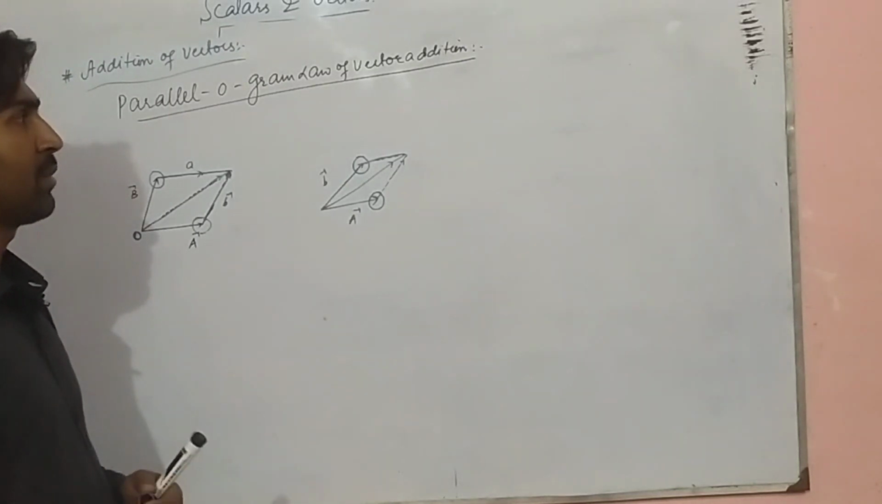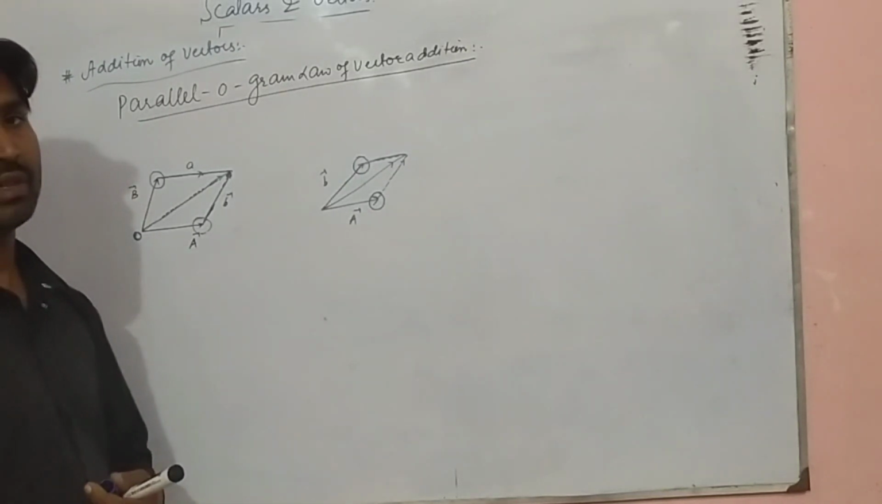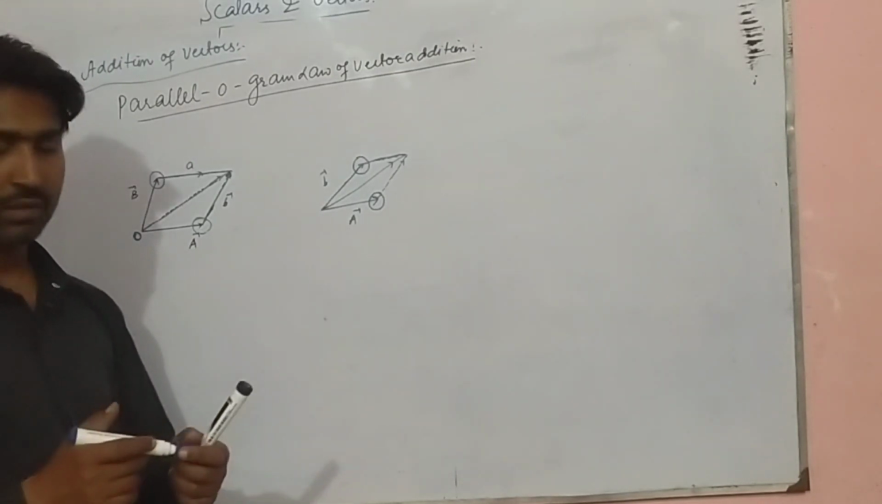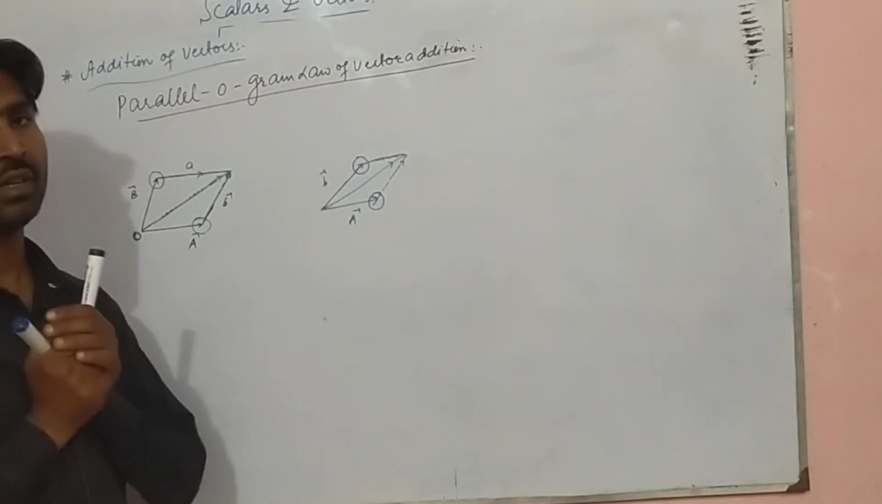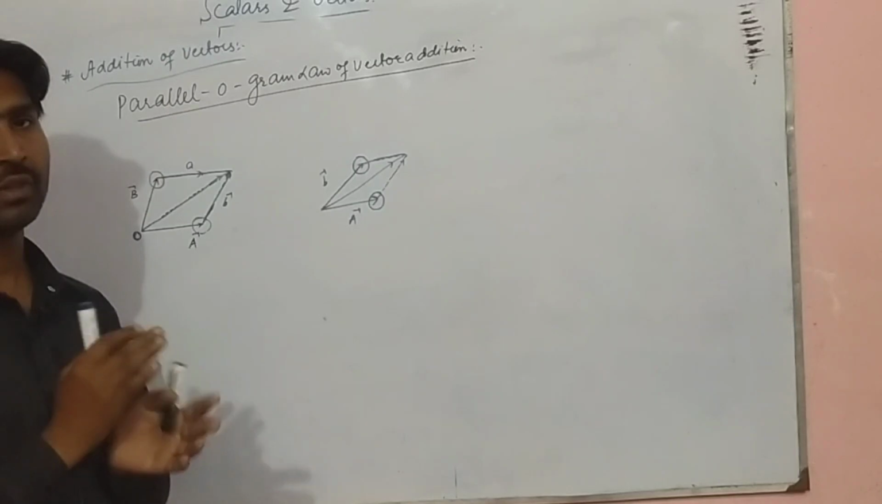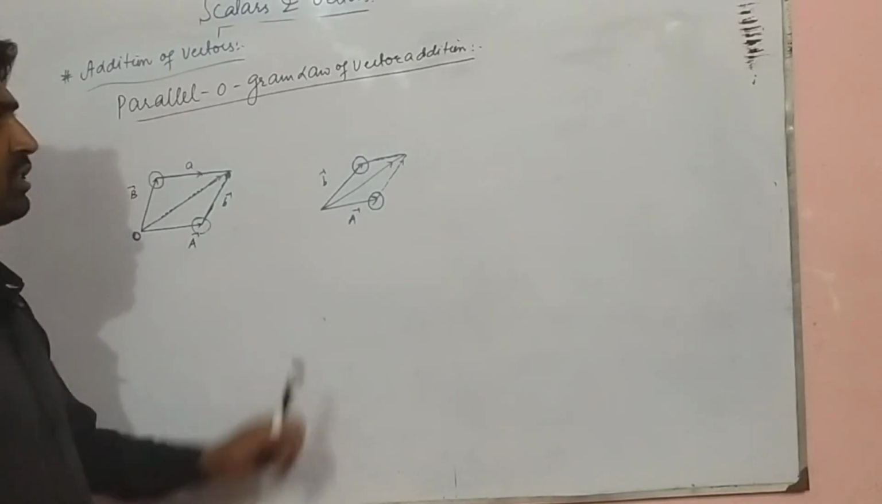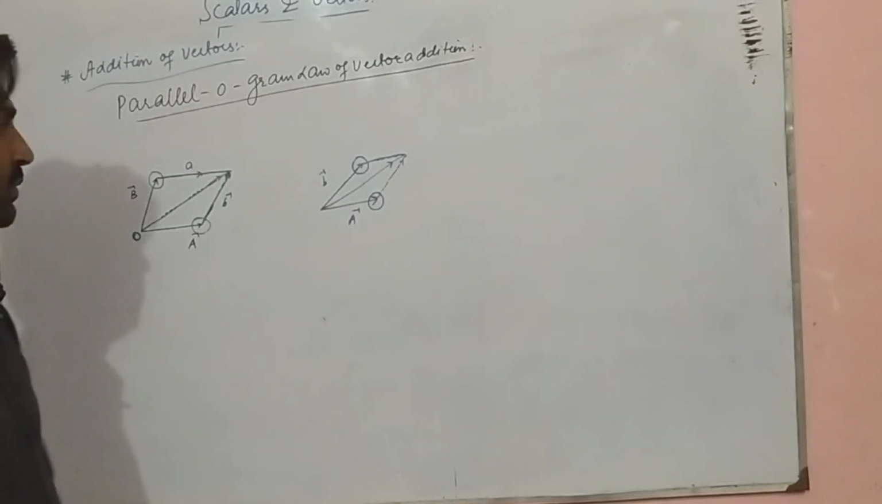In the parallelogram law, why do we call it a parallelogram? Because it gives the shape of a parallelogram. So this is the parallelogram law of vector addition.